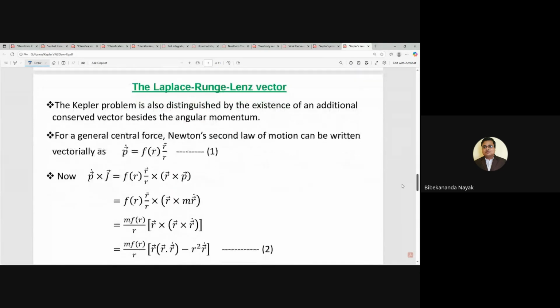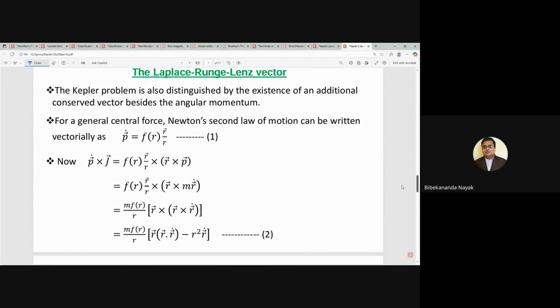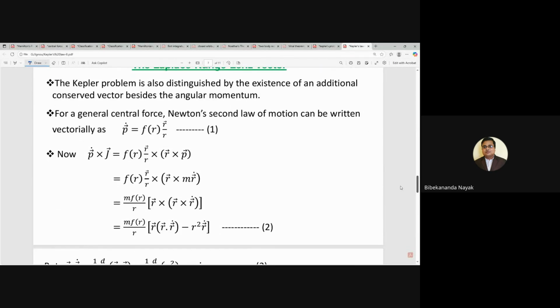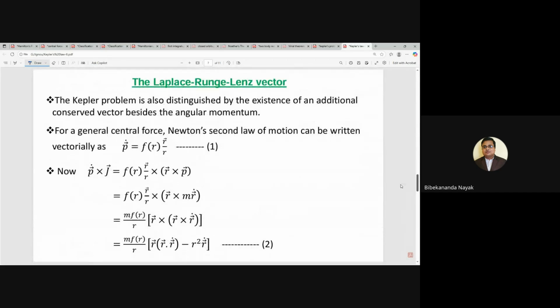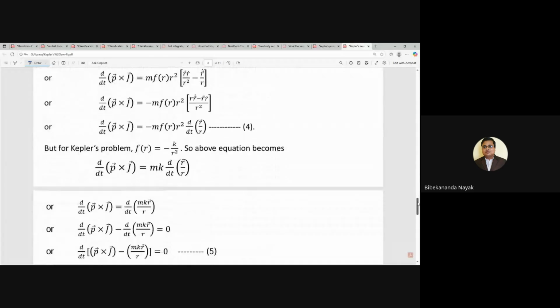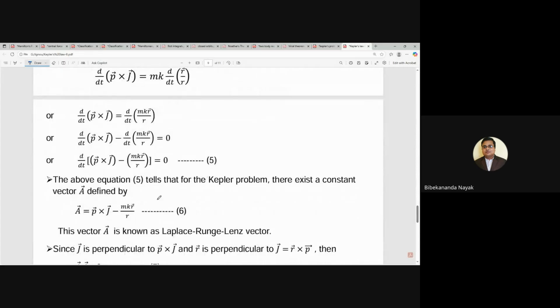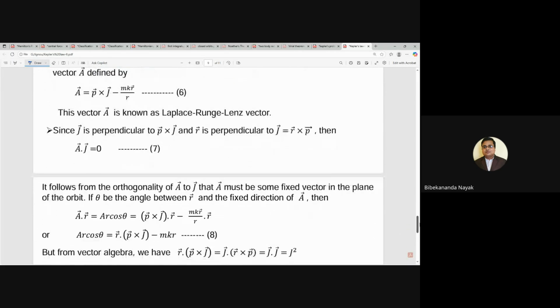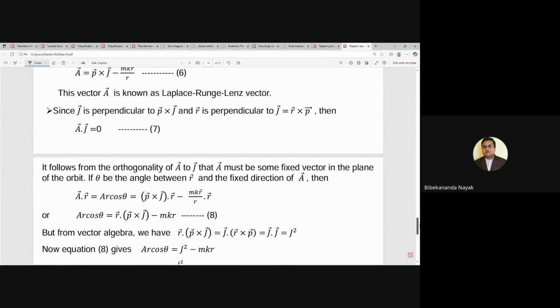Then there is a special vector called the Laplace-Runge-Lenz vector. It is another constant in central force motion, which comes from the product P dot cross J. P dot is equal to force, Newton's second law: force is equal to dP by dt. Force is F r cap, where r cap means r vector by r, and J is r cross P. Taking its cross product, you find a quantity which is a constant. That quantity is P cross J minus mkr by r, which is the Laplace-Runge-Lenz vector, because using this vector in short steps you can derive Kepler's first law.